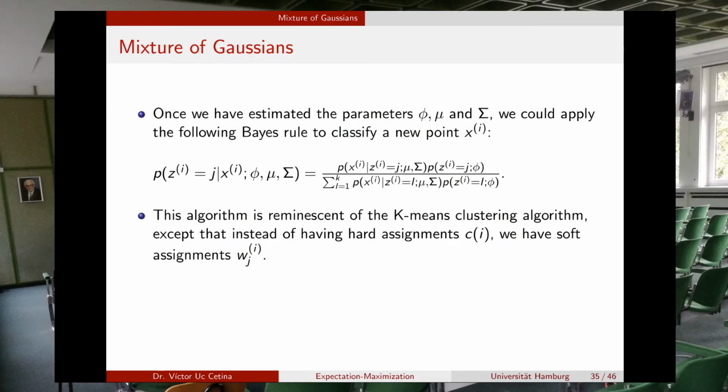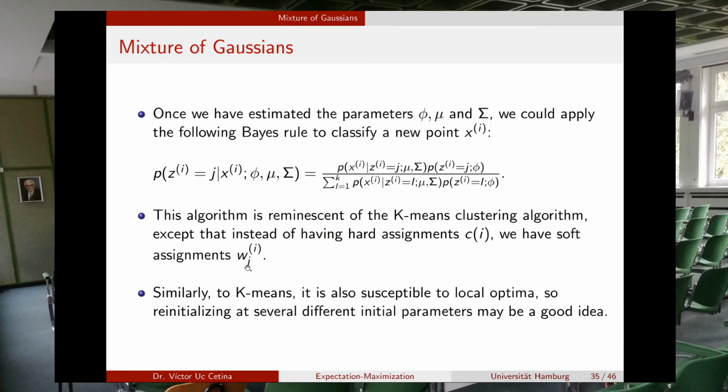This algorithm is of course reminiscent of the k-means clustering algorithm, except that instead of having hard assignments to each of the centroids, we have soft assignments W. Similarly to k-means, it is also susceptible to local optima, so reinitializing the algorithm at several different parameters may be a good idea.